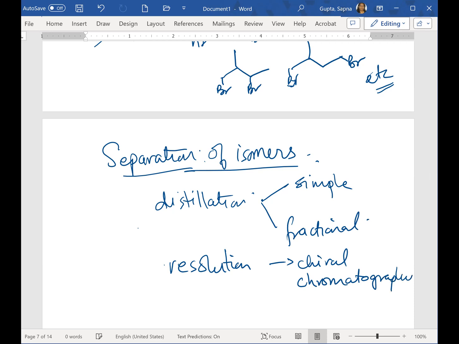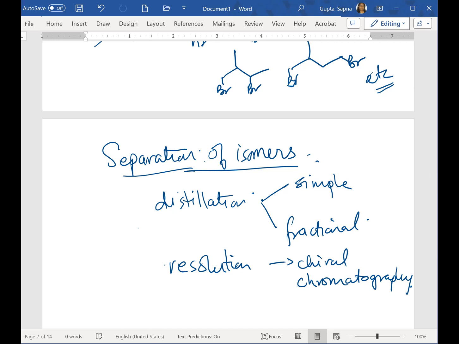So you've done chromatography also in your lab. You must have done TLC, and TLC you do on a silica gel plate. Chiral chromatography is actually done on a column. It's like a tube that you put the compounds in and then they separate out.